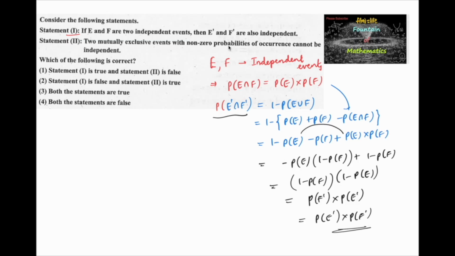We can say that E dash and F dash are also independent. So statement 1 is true.